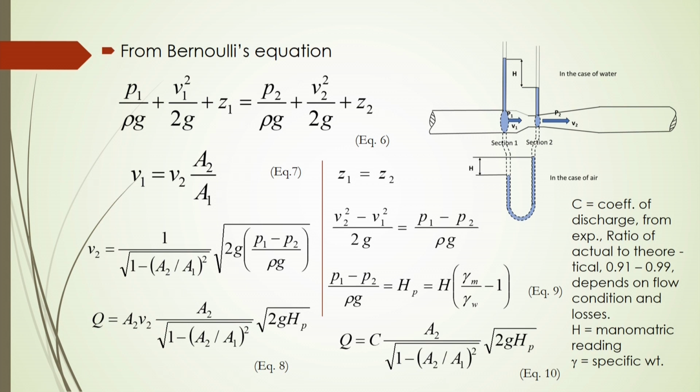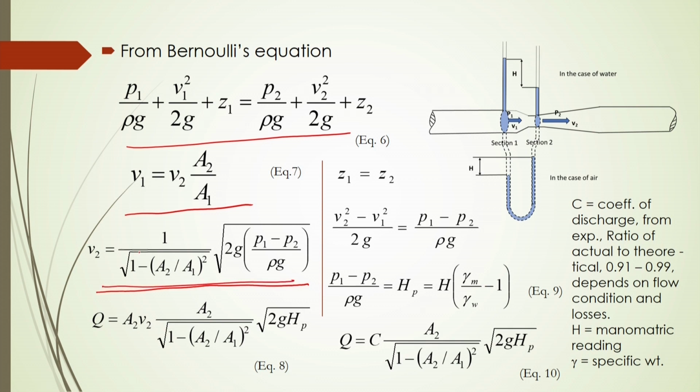So, if we write the energy equation, it will be equation number 6 here: P1 by rho g plus V1 square by 2g plus Z1 will be equal to P2 by rho g plus V2 square by 2g plus Z2. And in this case, based on the mass conservation equation, we can write V1 equal to V2 into A2 by A1, and after substituting this V1, we have V2 equal to 1 by root over 1 minus (A2 by A1) whole square, into root over 2g into (P1 minus P2) by rho g.